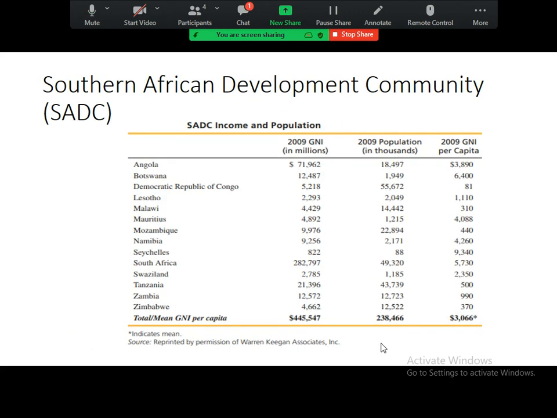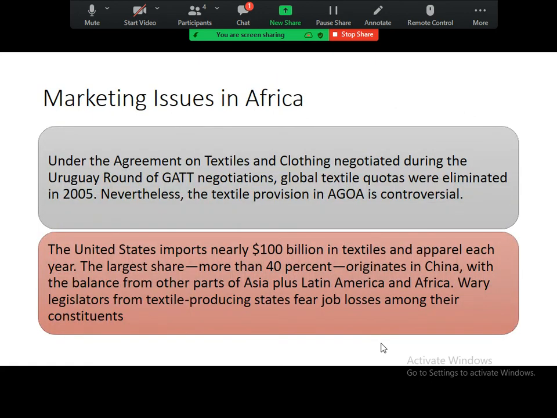Now, last two parts. First, we will talk about SADC, the Southern African Development Community. So, Angola, Botswana, Democratic Republic of Congo, Namibia, Zambia, Zimbabwe, Tanzania, Swaziland, South Africa. These countries are involved here. So, what are the various marketing issues in South Africa? This is the last part, marketing issues in Africa. Then we will stop with the summary.